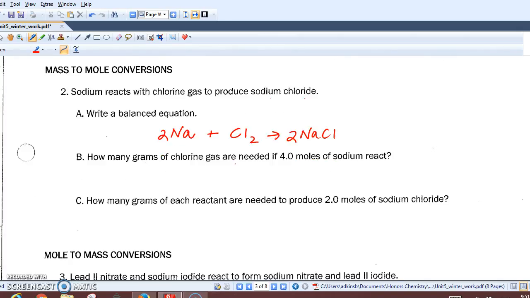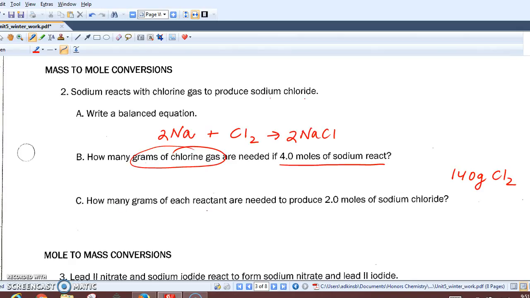They ask how many grams of chlorine are needed if 4 moles of sodium react. Well, we're given moles of sodium. We've got to get to moles of chlorine. Their relationship is 2 to 1. And then they want to know grams of chlorine, and so we need to use the molar mass of chlorine, which would be 71. So your final answer on that one with 2 sig figs is 140 grams of Cl2.